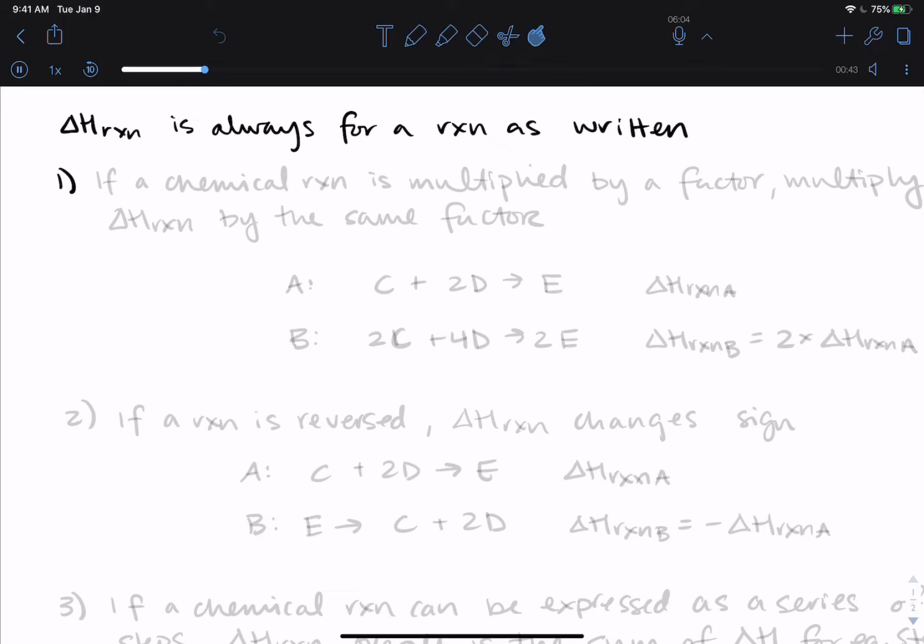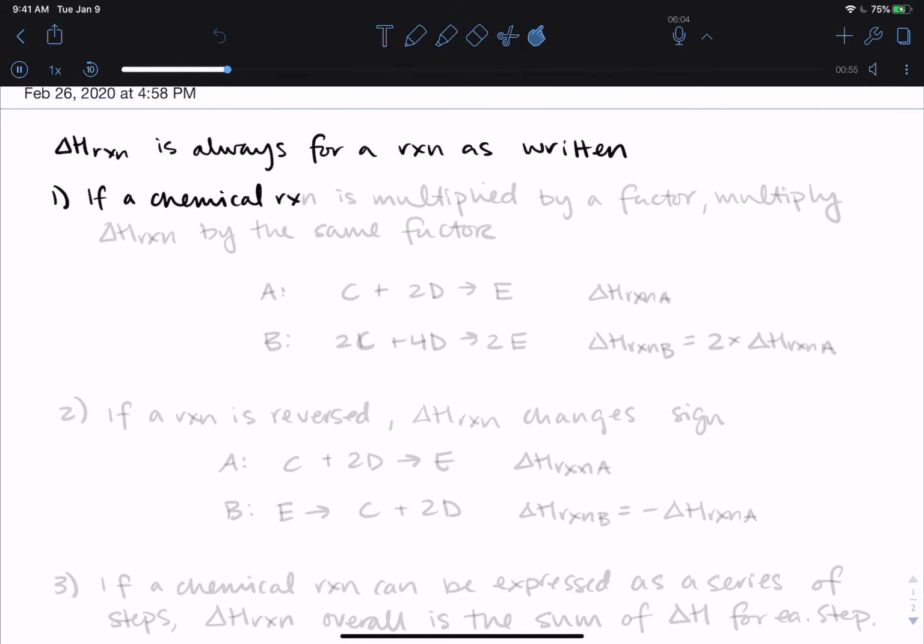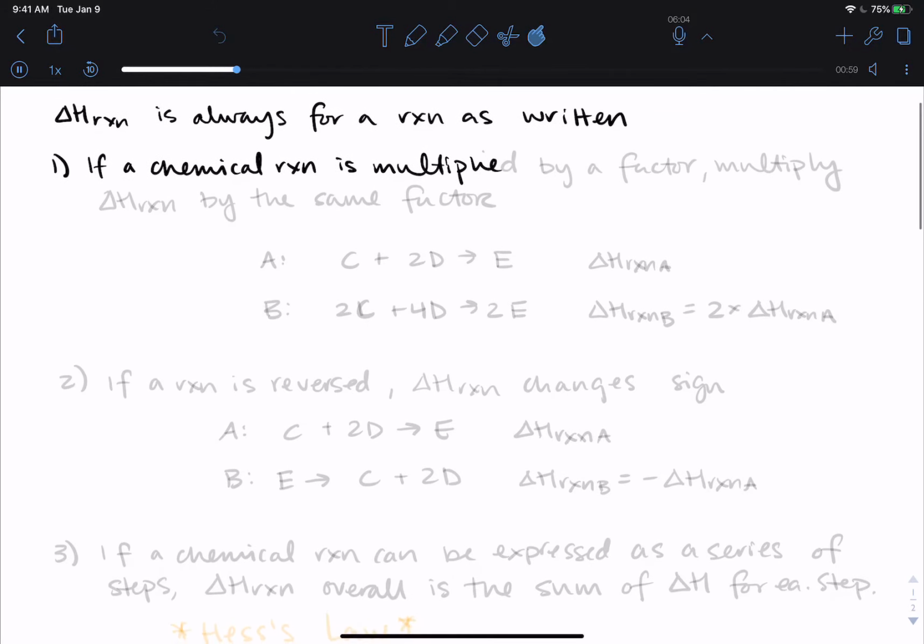If a chemical reaction is multiplied by a factor, the new deltaH reaction is multiplied by the same factor. And I will give you an example.